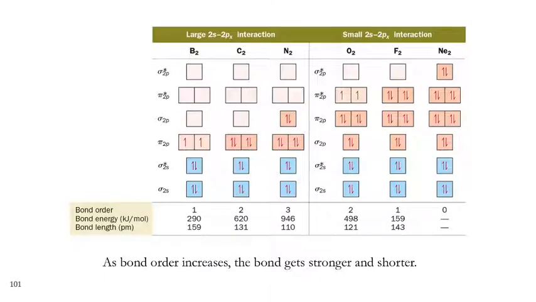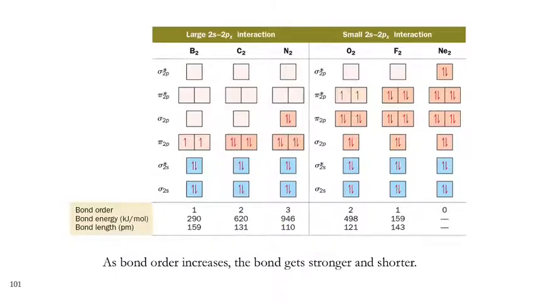Carbon has 4 valence electrons each, so a total of 8 in this molecule. 2, 4, 6, 8. You can calculate the bond order, it's 2. Nitrogen has 5 valence electrons, so a total of 10 here. 2, 4, 6, 8, 10. The bond order for nitrogen is 3.